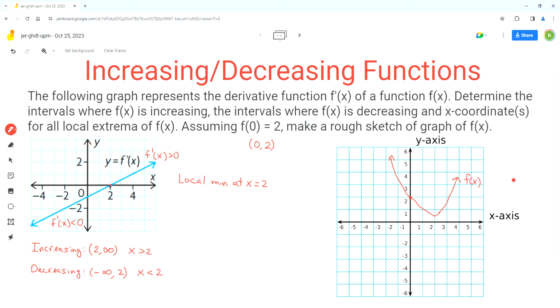So these are the steps you have to keep in mind to solve a problem like this one. It's very important to analyze the graph of f prime of x very carefully in order to identify the increasing and the decreasing intervals and any local extrema, and then use all of that information to sketch f of x.